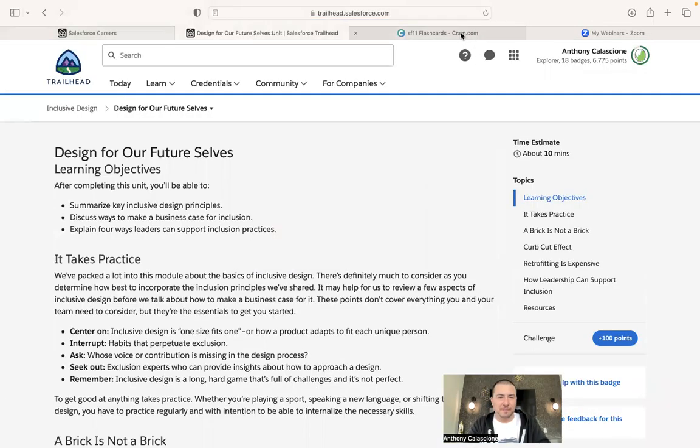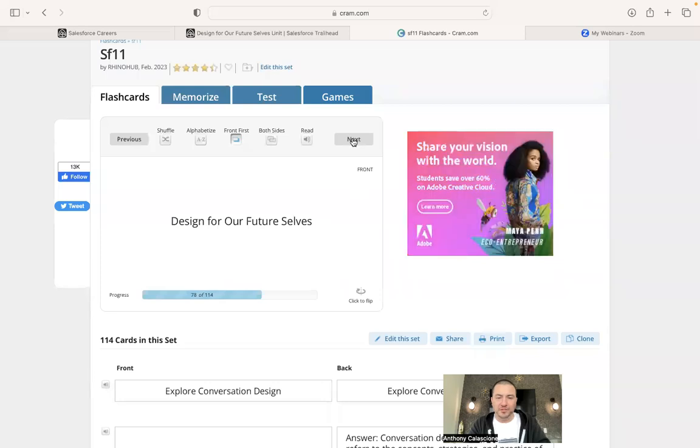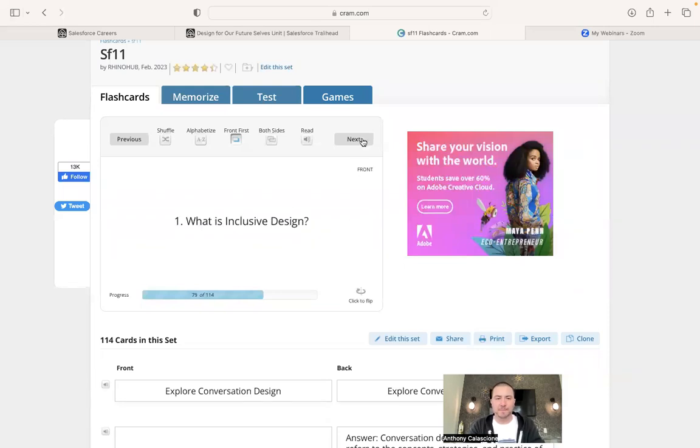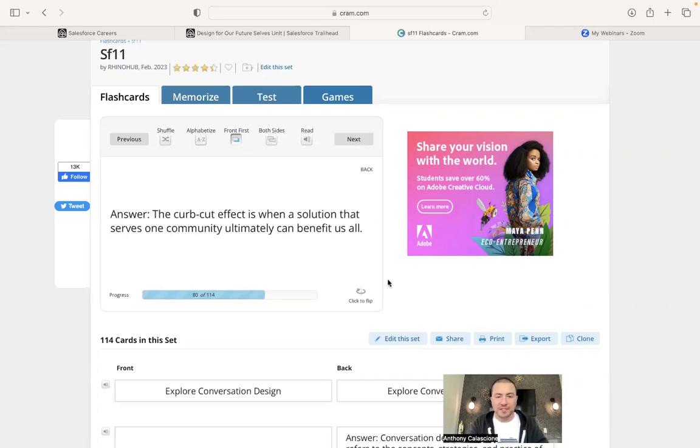Tackle the next unit. Okay. Design for our future selves. What is inclusive design? Inclusive design is a one size fits one, or how a product adapts to fit each unique person. What is the curb cut effect? The curb cut effect is when a solution that serves one community ultimately can benefit us all.